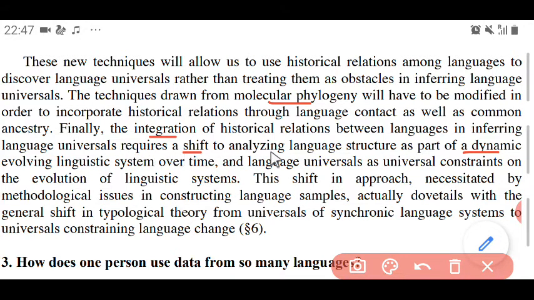Language universals require a shift to analyzing language structure as part of a dynamic evolving linguistic system over time, and language universals as universal constraints on the evolution of linguistic systems. This shift in approach, necessitated by methodological issues in constructing language samples, actually dovetails with the general shift in typological theory from universals of synchronic language systems to universals constraining language change.